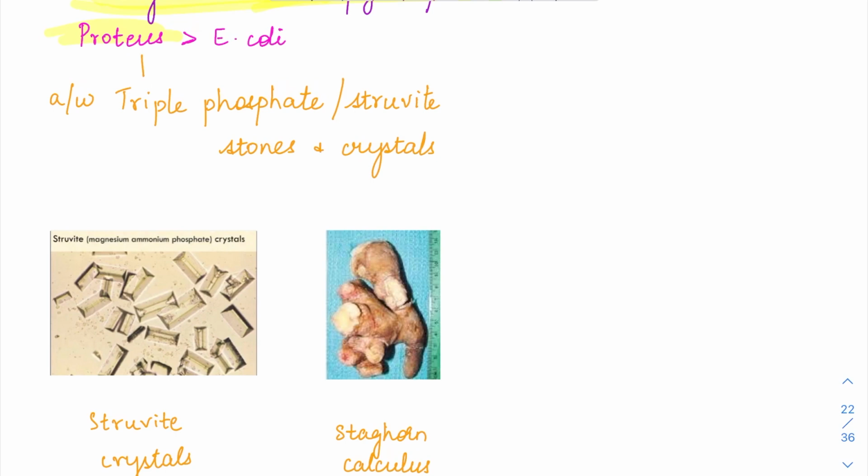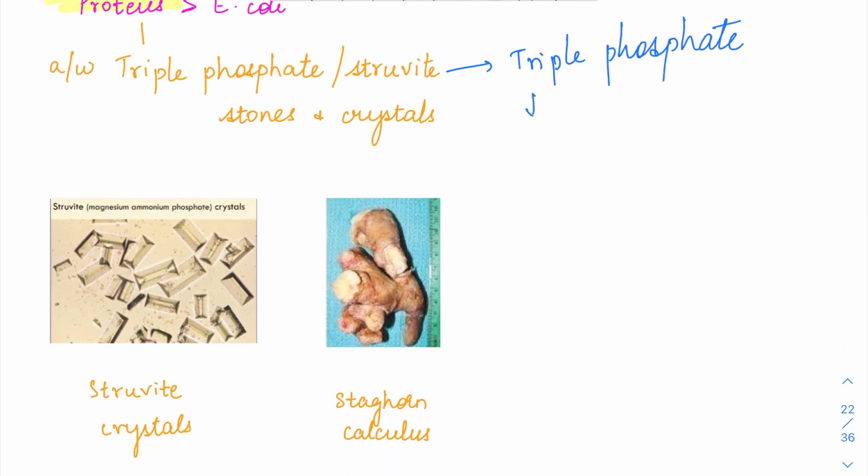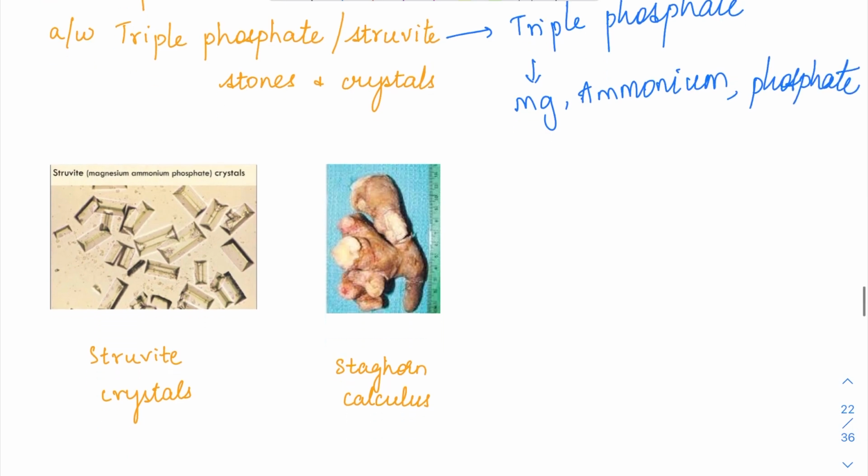So what are these struvite stones? Struvite stones are nothing but triple phosphate stones. So they are going to be composed of three types of elements, mainly magnesium, ammonium, and then phosphate. Magnesium, ammonium, phosphate crystals will be there, and this will tend to form struvite crystals, which can accumulate and form the struvite stone. The struvite stone is also called the staghorn calculus.